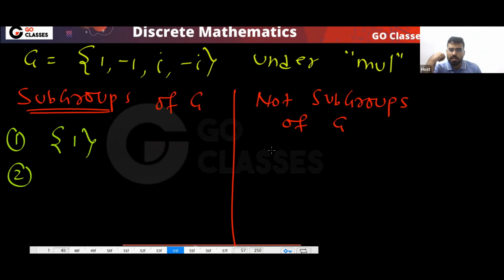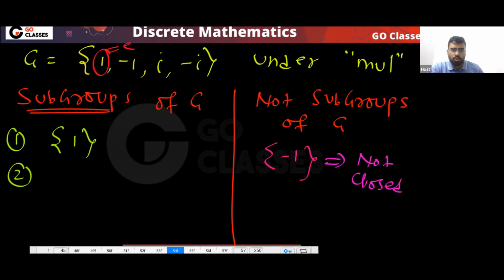What is the reason? This is not a subgroup because you don't even have the identity element. Your identity element you did not take. So this is not closed. This is not even a group. This is not closed, I can say. And also you can notice that you did not take your identity element.